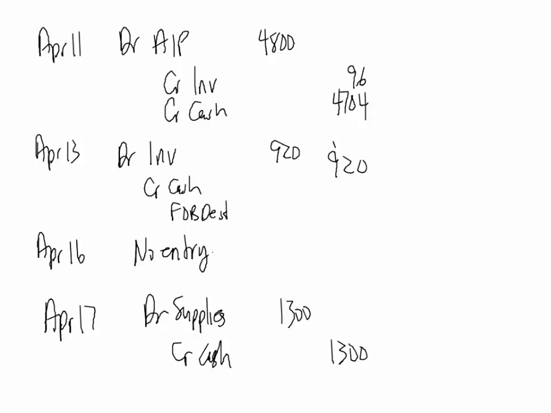Here we go. Always look at the purchase and reverse the purchase. If you're going to return inventory, reverse the purchase. So originally we had a debit to inventory because we received it and a credit to cash because we paid it. And now what's going to happen?